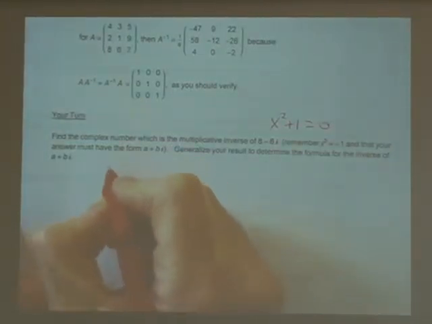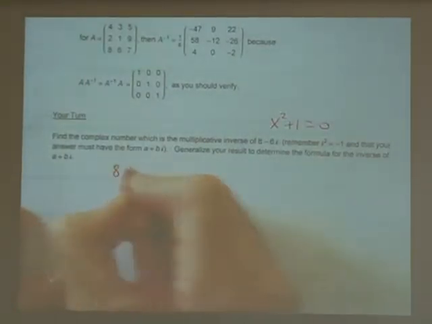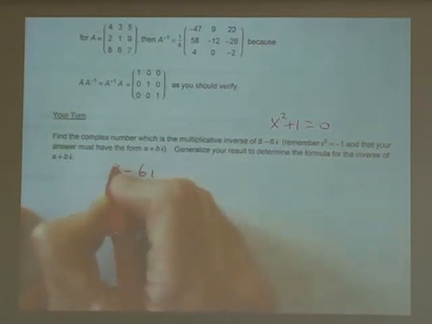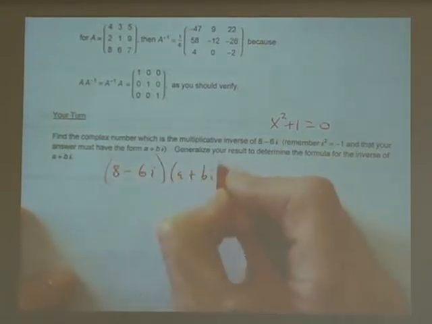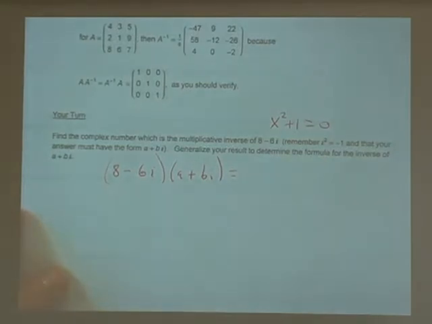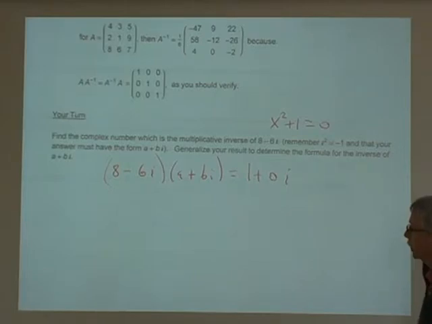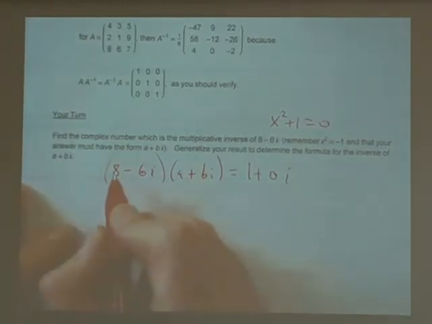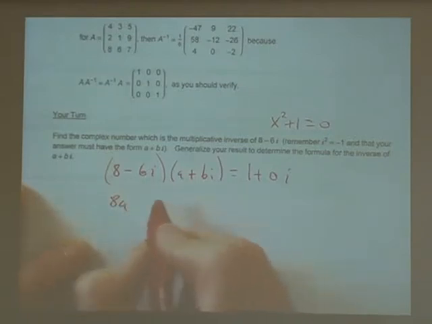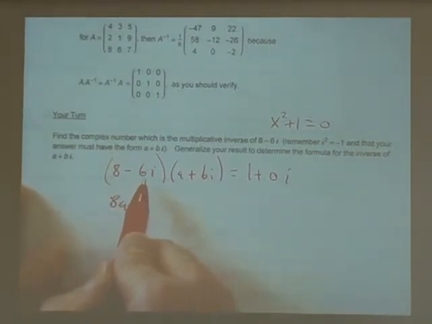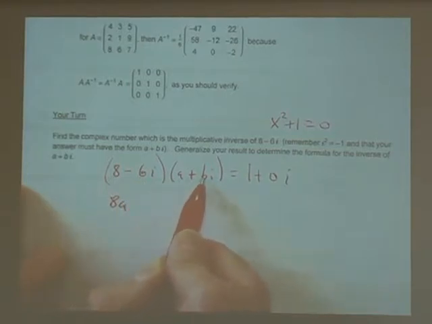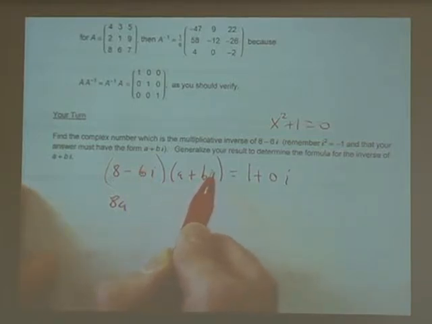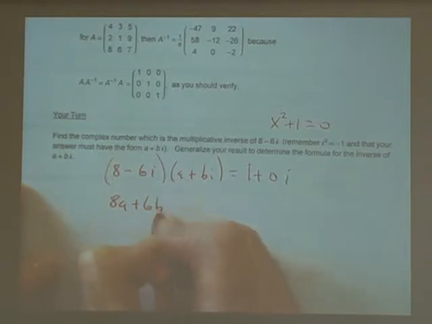Well, let's brute force it, right? How about 8 minus 6i times a plus bi must be what? 1 plus 0i. Well, we can FOIL this thing. What do we get over here? We get 8a. If I multiply minus 6i times bi, what do I get? I get i times i, which is minus 1, so I get plus 6b.